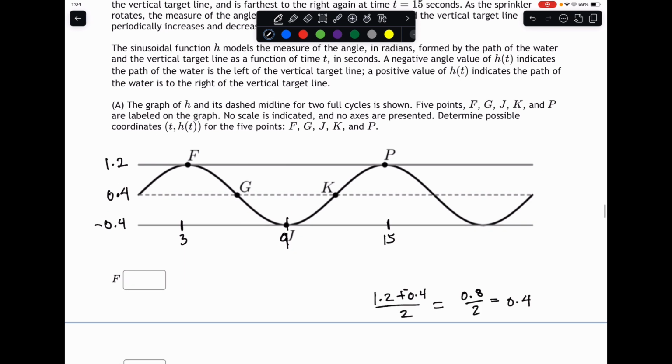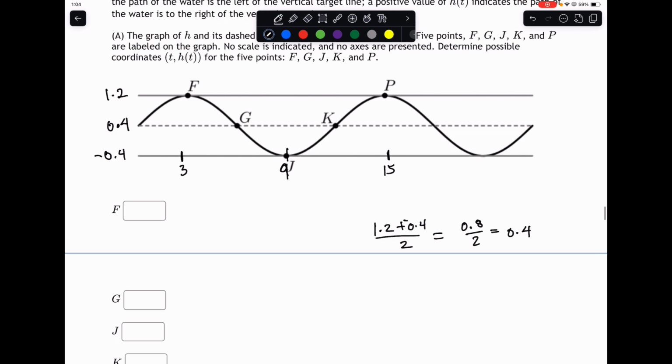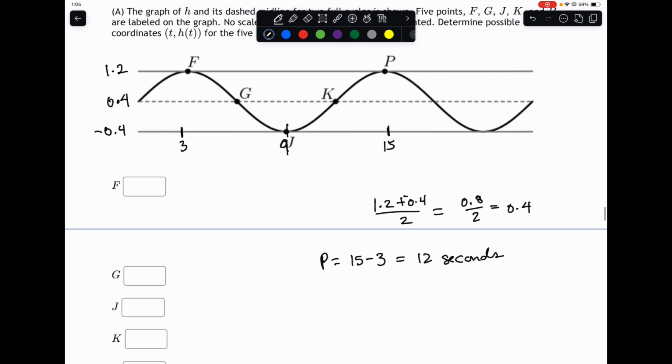So our period from max to max is 15 minus 3, which is 12 seconds. If I take 12 and divide it by 4, that's going to equal 3 seconds. So the distance from one point to the next is going to increase by 3, which makes perfect sense, because if this is 3 and this one's 9, then this would have to be 6. 3 plus 3 is 6, 6 plus 3 is 9, 9 plus 3 is 12, and 12 plus 3 is 15.